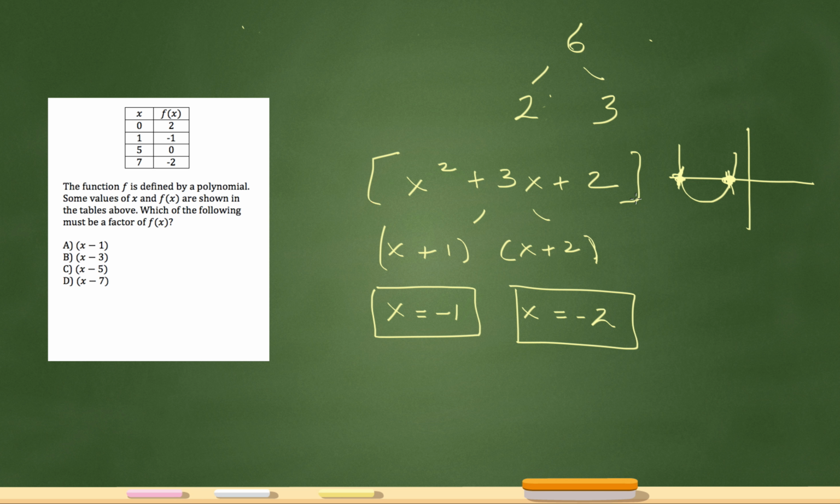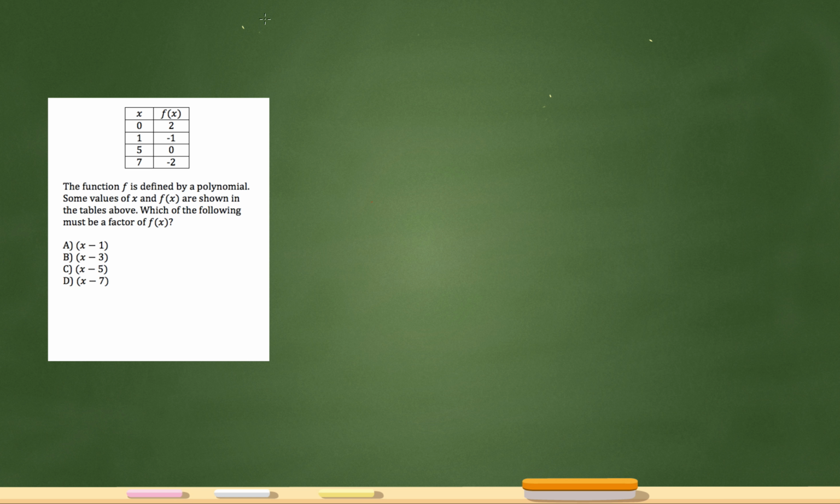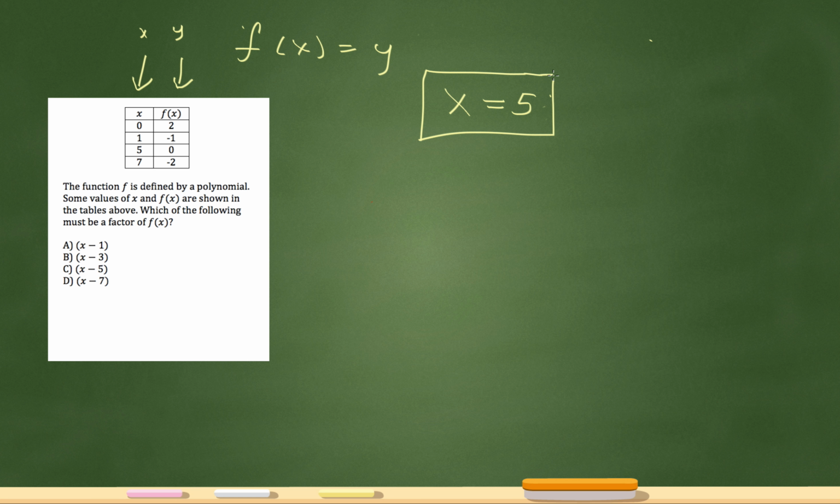Let's translate that over to this question now. f of x is the same thing as the y values. So these are all my x values and these are all my y values. Remember what I said before: the factors of a polynomial are where the y value is 0. So where's the y value 0 here? At 5. So x equals 5 is a factor of this polynomial, because that's where the y value is 0.